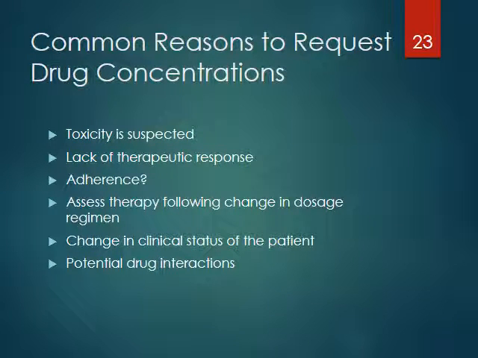Other common reasons to request a drug concentration: if you suspect a toxicity is occurring, if you suspect there is a lack of therapeutic response, if you're checking for adherence, if you are assessing therapy following changes in dosing regimen. So say, for instance, you checked the level previously, it was subtherapeutic, and now you have increased the frequency with which they are receiving that medication. You should check a level in order to make sure that they are now within the therapeutic range. If there are major changes in clinical status with the patient, or if you're thinking of a potential drug interaction that has occurred.